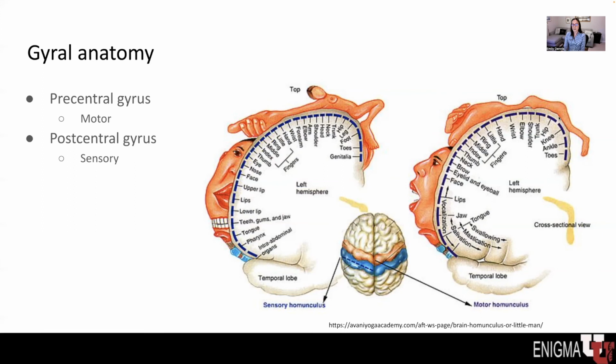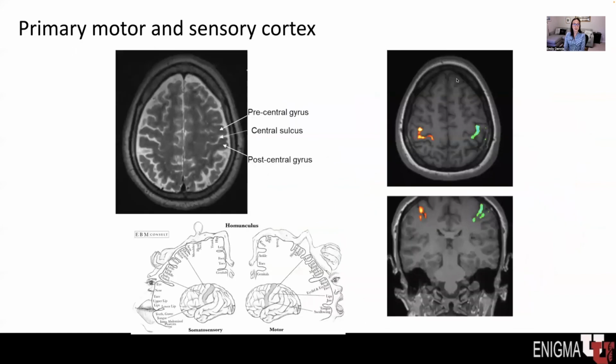Similar over here in the motor homunculus, again, different parts of the motor cortex are dedicated to different regions. Again, this huge amount here is dedicated to the face because of all the things that we do with our face: speaking, eating, communicating with each other. So it takes up a lot of space. And here they are in MRI data. Again, precentral, postcentral gyrus, the central sulcus here, the sensory and motor homunculi. And here you can see some fMRI results from a sensory task. Here we have the postcentral gyrus on both sides being activated during a sensory task.